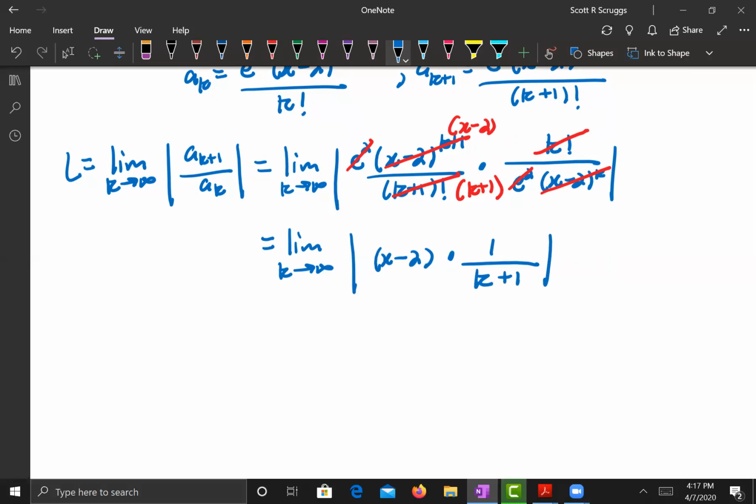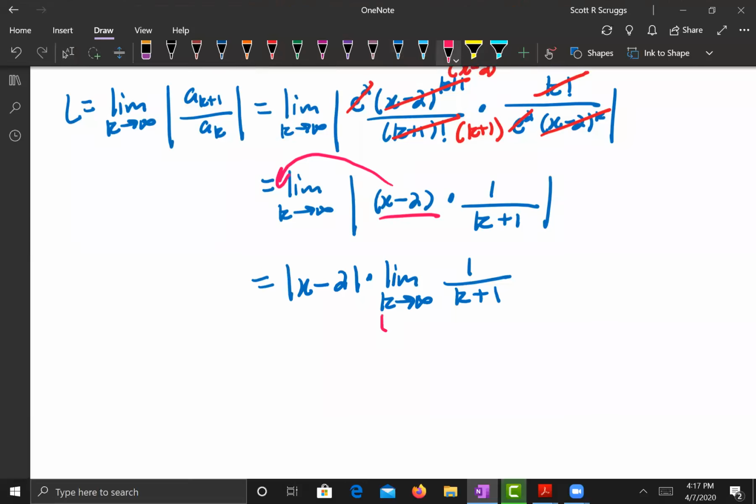I'm taking a limit with respect to k, which means the x minus 2 is a constant. That's going out, but because I'm inside the absolute value, it's going to be the absolute value of x minus 2 times the limit as k goes to infinity of the absolute value of 1 over k plus 1. But since that's positive, the absolute value is redundant. This limit equals 0, which means the whole thing equals 0. And that's definitely less than 1.